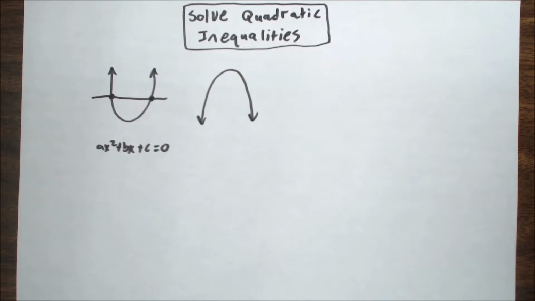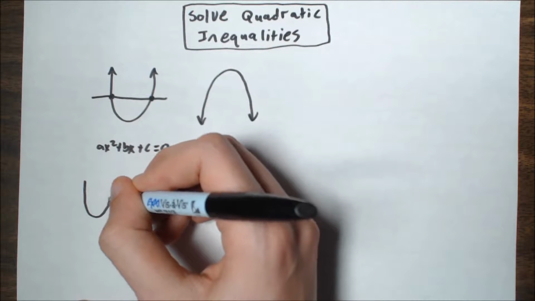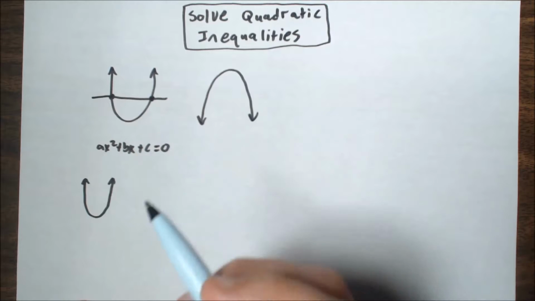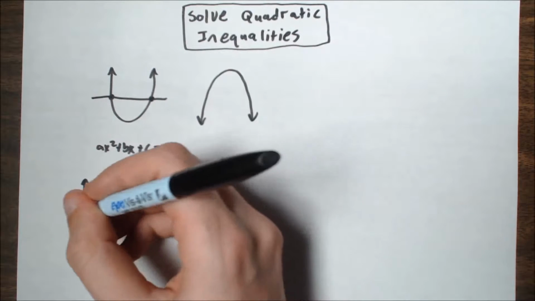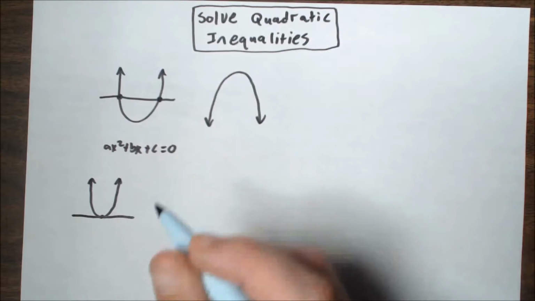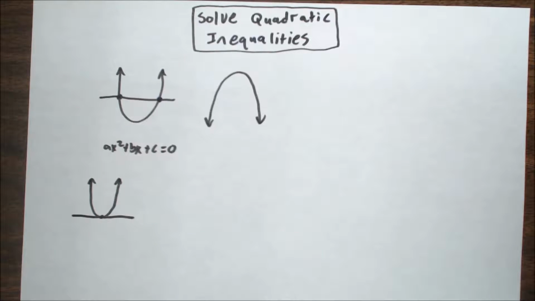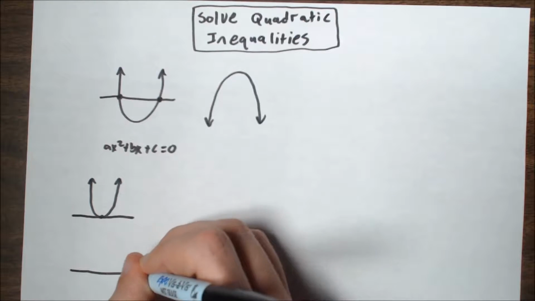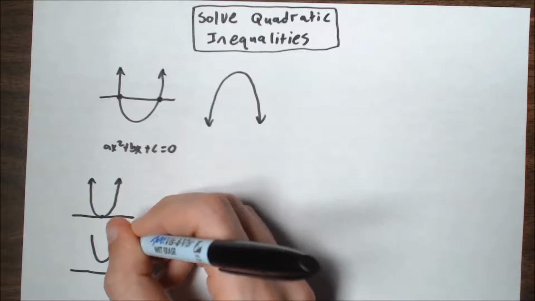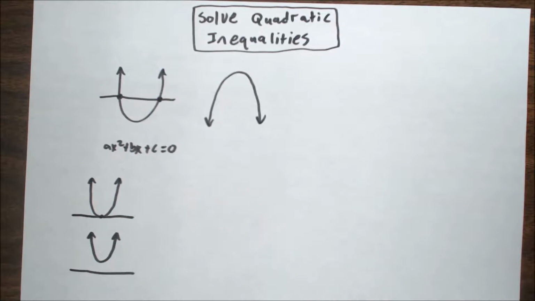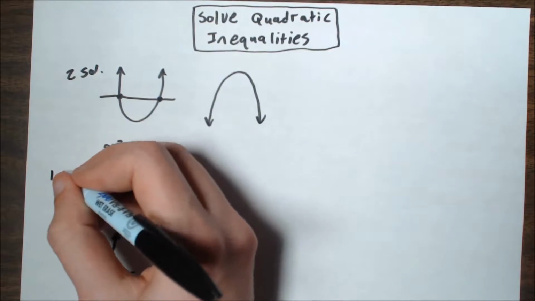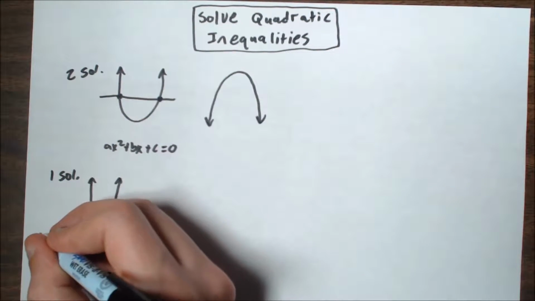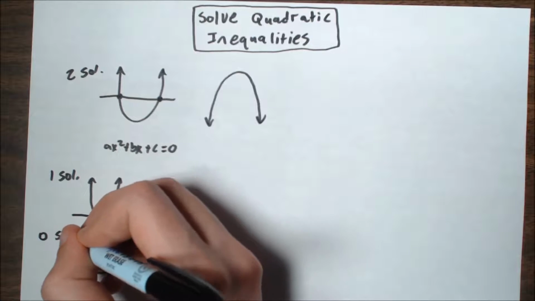Well, there are some other options. You could get one solution. In that case, how could this thing only cross the x-axis one time? It would have to cross right here at the vertex. So that's a possibility. That would be one solution. Or you might even have no solutions. You might have the x-axis down here, but that's what it looks like graphically. This is what two solutions look like. This is one solution, and this is zero solutions, no solution.